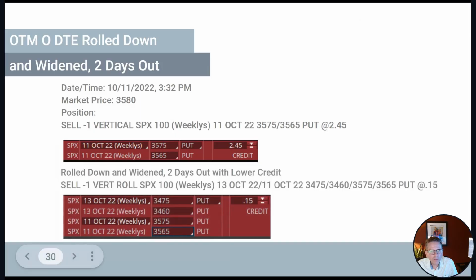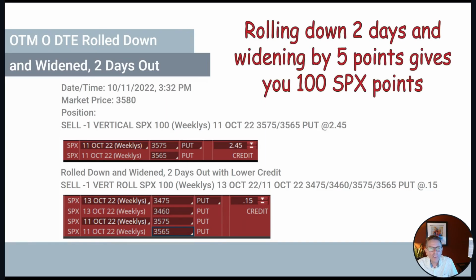Okay, so now you have a widened trade 2 days out, and so this is widened out. So we're actually 100 points from the market, and with a credit. So pretty nice on this.